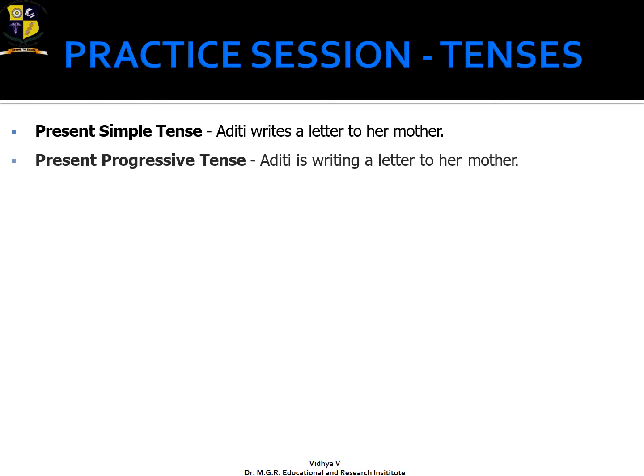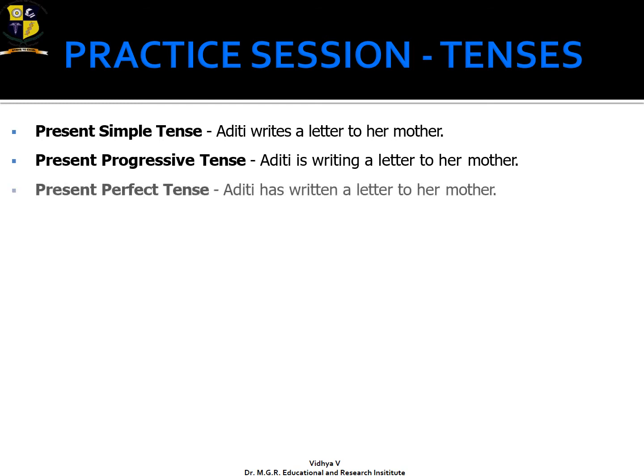So this is a practice session for you guys. This is a simple present tense: Aditi writes a letter to her mother. With the same sentence we'll see the different tenses, how you can write the same sentence. This will be written in continuous as Aditi is writing a letter. You're adding ing to the verb write. So this becomes present progressive or present continuous.